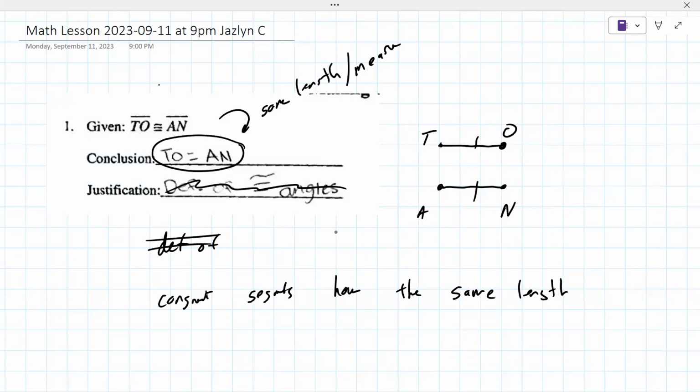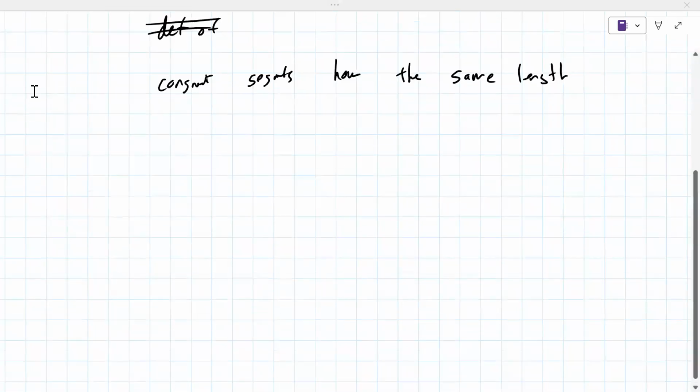Okay. So it could be like definition of congruent angles, or like these words here, congruent segments have the same length, things like that. But the picture is really helpful. I would definitely recommend, you see how 8, 9, and 10 have a picture. I would recommend some sort of a picture there.